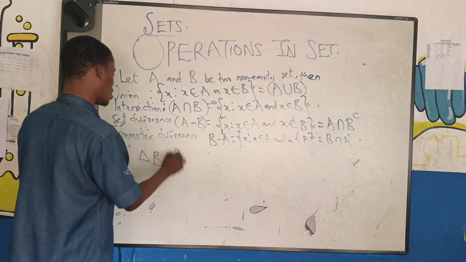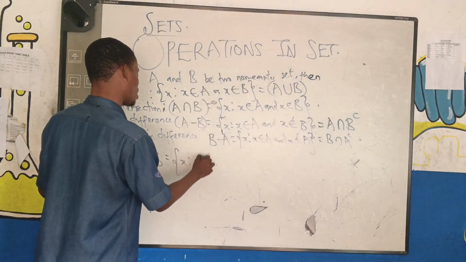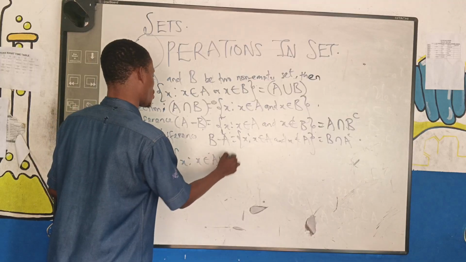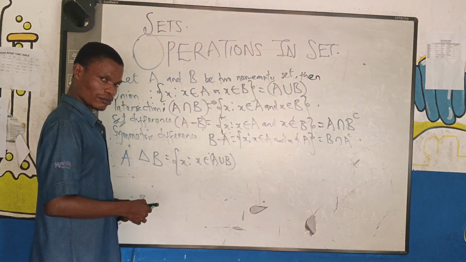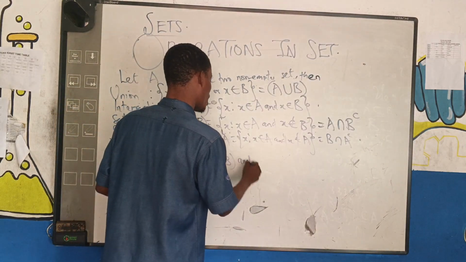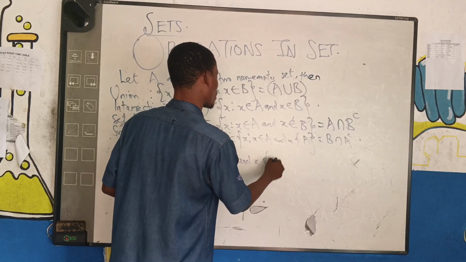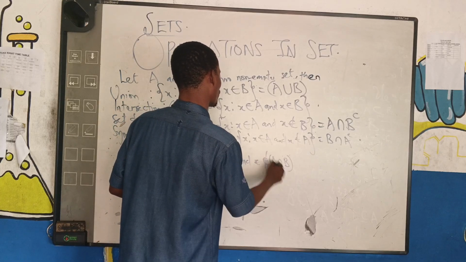And that is actually the set of all X, so that X is in A union B, and X is not in A intersection B.